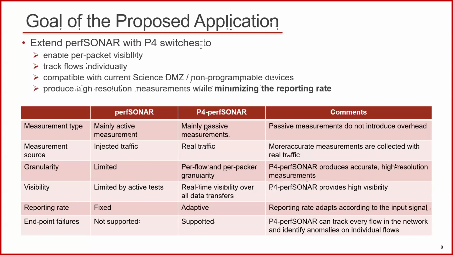perfSONAR mainly uses active measurements, so it cannot detect when a failure is caused by an endpoint. On the other hand, P4 perfSONAR can detect that. Depending on the failure, it can classify it as originating from the network, from the sender, or from the receiver.